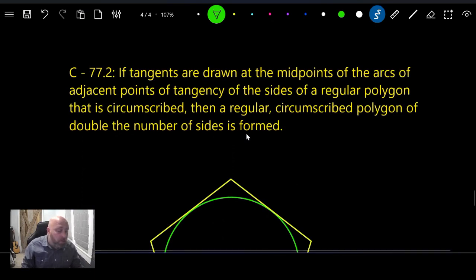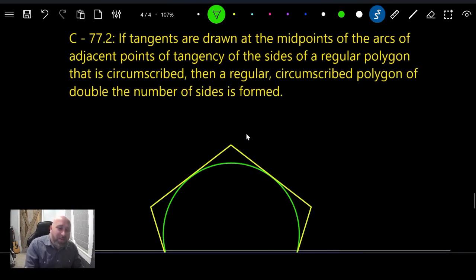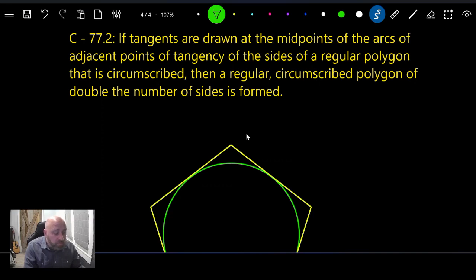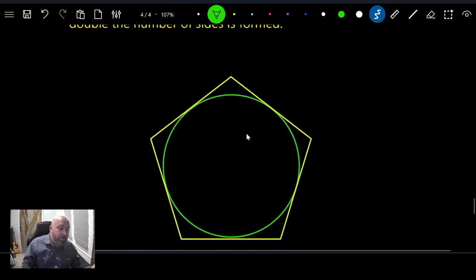Don't want to blow your mind. Don't want to hurt you. But corollary 77.2 says if tangents are drawn at the midpoints of the arcs of the adjacent points of tangency of the sides of the regular polygon that is circumscribed, then a regular circumscribed polygon of double the number of sides is formed. Again, lots of jargon, but what does it mean?